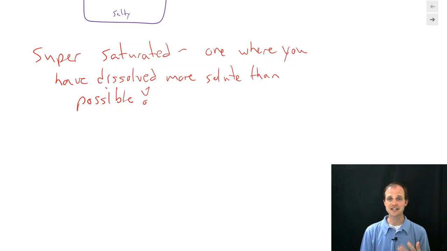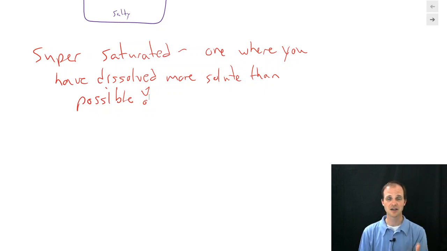But it turns out it's actually really hard to make a supersaturated solution. In a little while, we're going to talk about what happens to solubility with temperature. And for most things, as you increase the temperature, the solubility goes up. So sugar, for example, at room temperature, it's 200 grams of sugar for every 100 grams of water. But as you increase the temperature, it goes up by a lot.